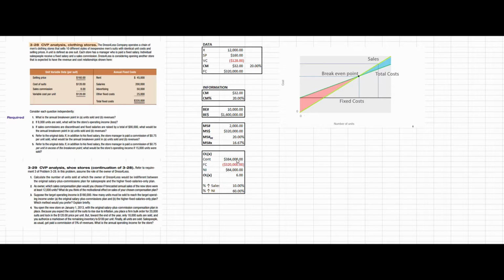I can also calculate my operating leverage factor. My operating leverage factor, in this particular example it was 6, tells me how sensitive my net income is going to be to a given percentage change in sales.